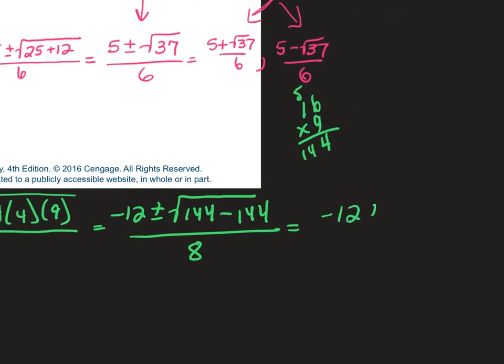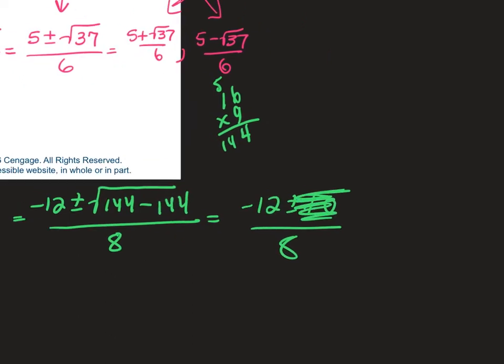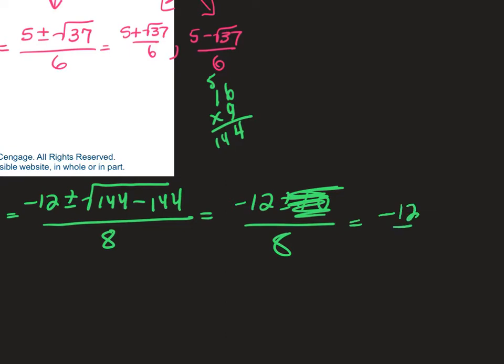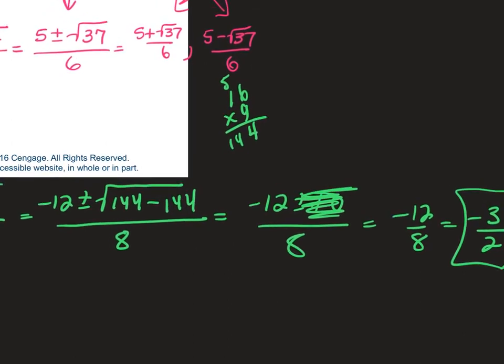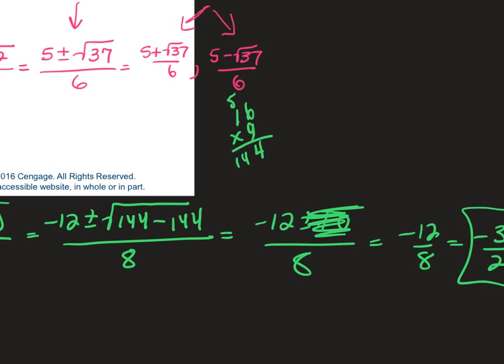So negative 12 plus or minus the square root of, what's 144 minus 144? 0. Over 8. Guys, what's the square root of 0? 0. Yeah, so this is just gone. This is just negative 12 over 8, which equals negative 3 over 2. How many solutions do I have here? One. Just one.